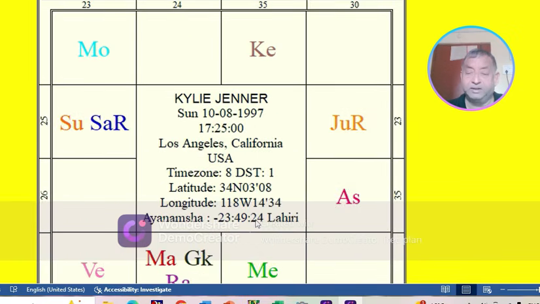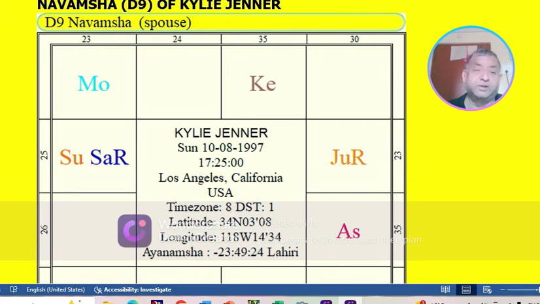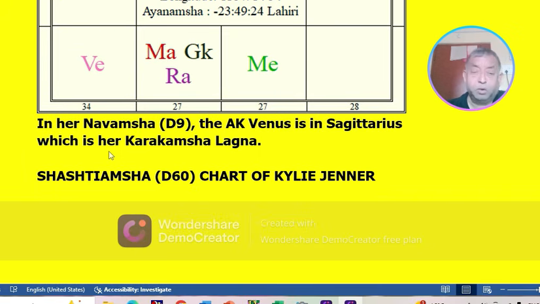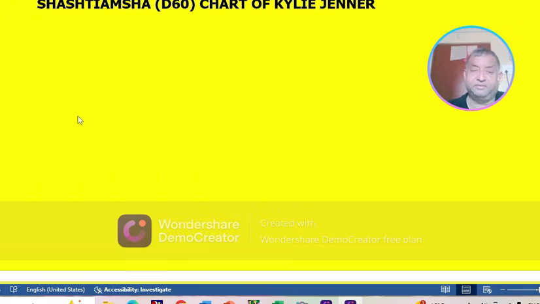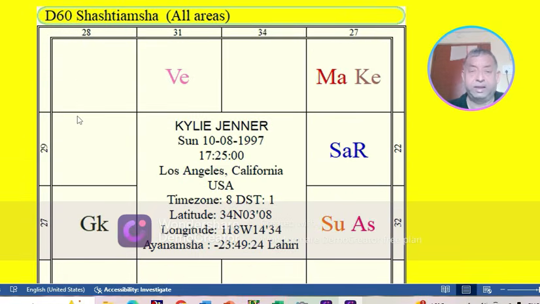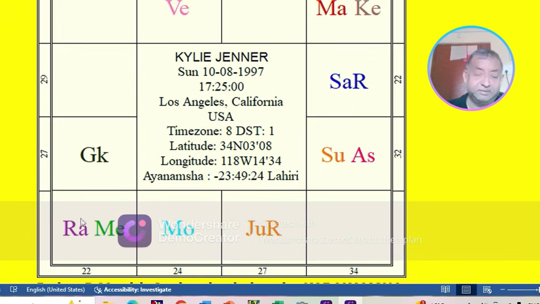Take this Atmakaraka to the Navamsha chart and find where it is located. Venus is located in the D9 Navamsha in Sagittarius. So her Karakamsha Lagna is Sagittarius. We'll take this Sagittarius sign to Shashtiamsha D60, and Sagittarius is here with Rahu and Mercury.